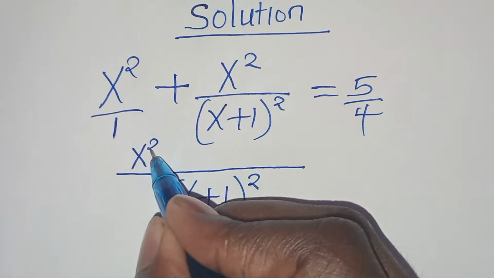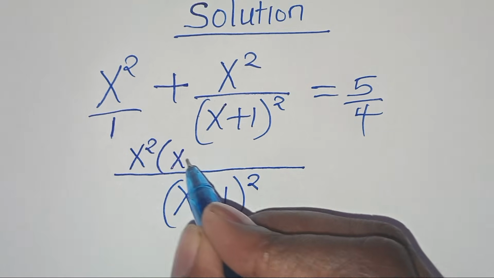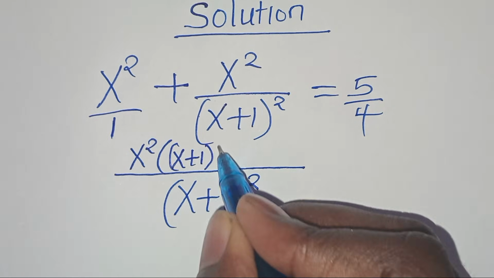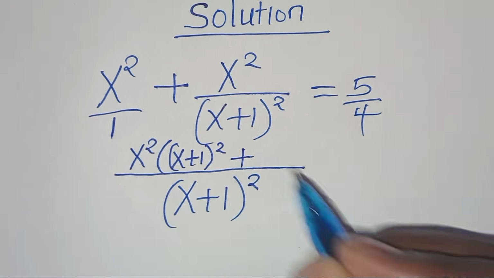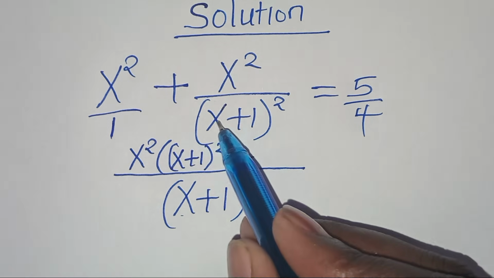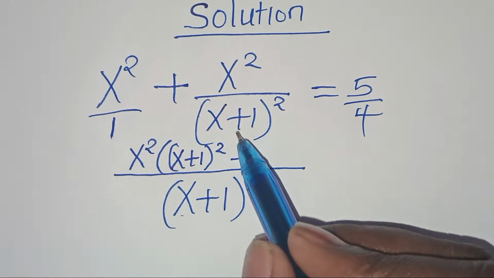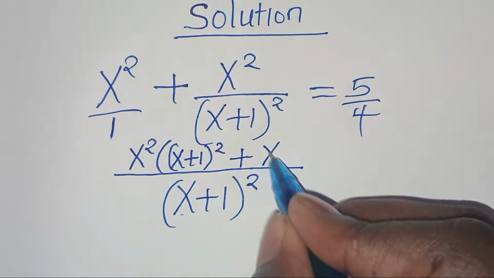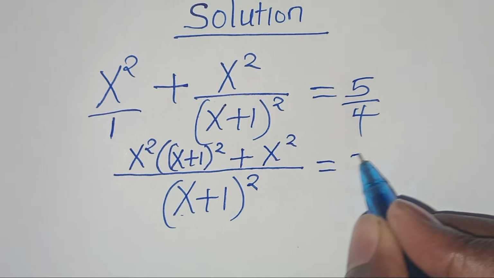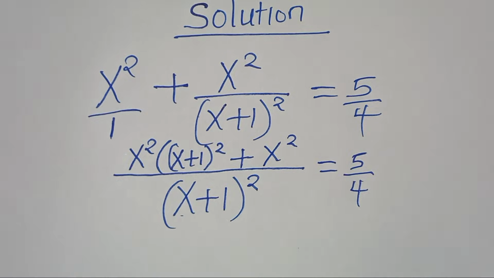So that now, (x plus 1) to the power of 2 divided by 1, then times x squared. Then we have x squared into the parentheses, this is (x plus 1) raised to the power of 2, then plus (x plus 1) to the power of 2 divided by (x plus 1) to the power of 2, this is 1, 1 times x squared, this is x squared. This is equal to 5 over 4.